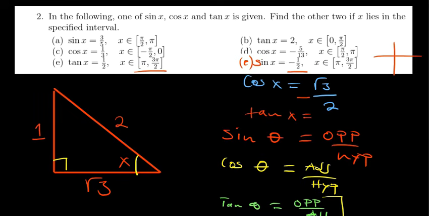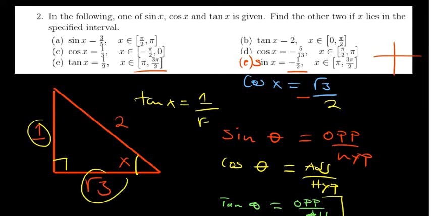So we have the opposite being 1 and then the adjacent being 2. Yeah, how is it 2? It's root of 3. Okay, so tan of x, the opposite is 1, the adjacent is root of 3. We are good to go. So that's how we answer question 2, as easy as it looks.